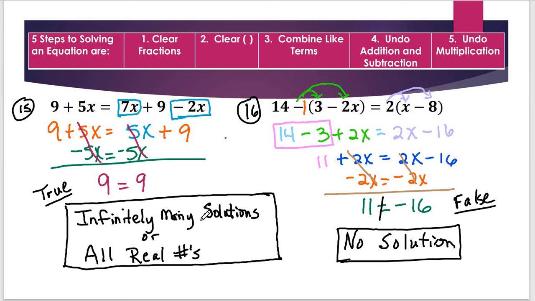So this is what infinitely many solutions looks like, or all real numbers, and this is what no solution looks like. If it's false right here, it's no solution. If it's true, it's infinitely many solutions or all real numbers. So go back and look at your notes and see if there's any questions. If you do, you can ask me.